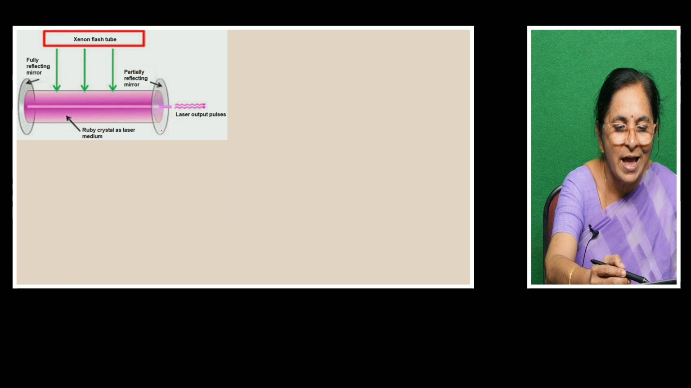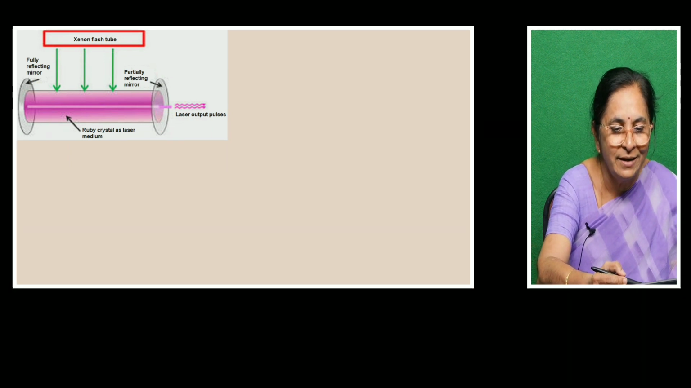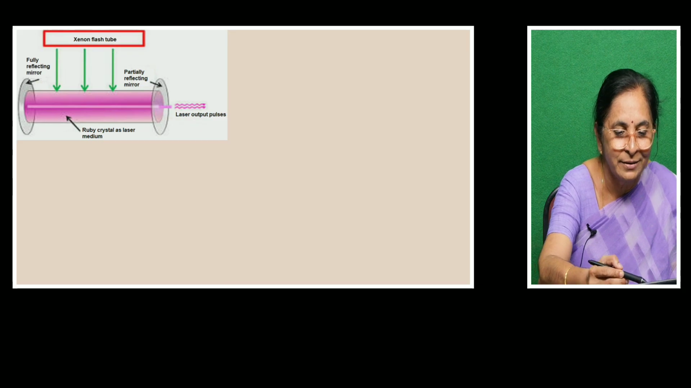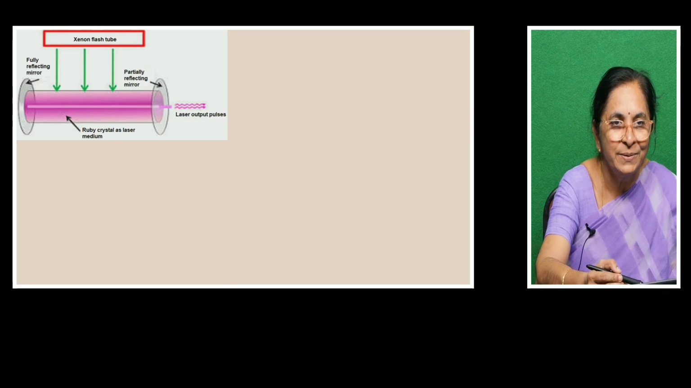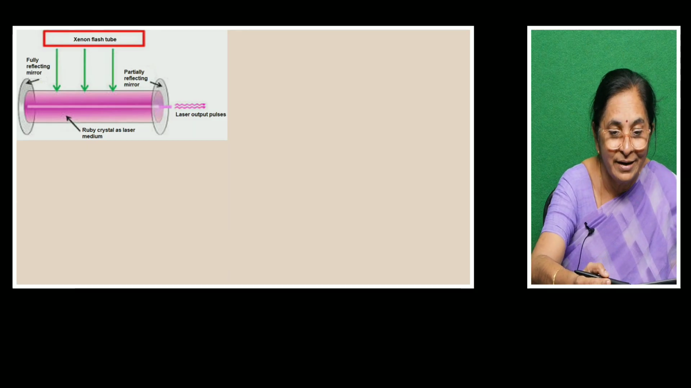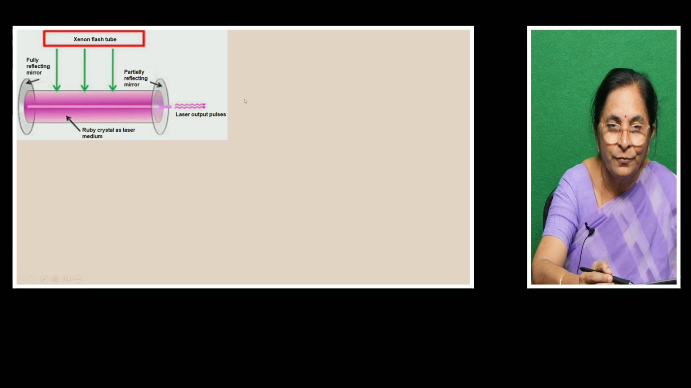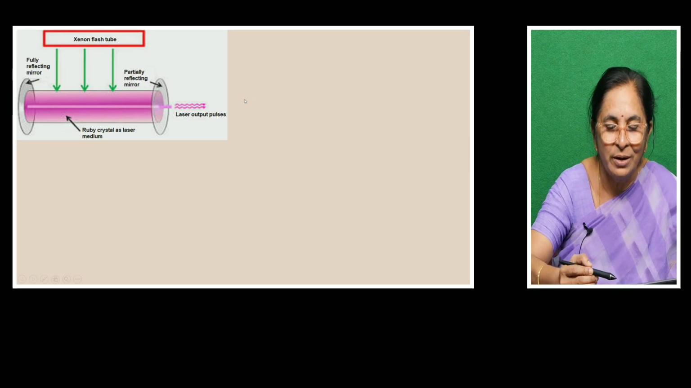So when the xenon flash tube is on, the light flash will excite the chromium ions embedded in the ruby crystal as impurity atoms to the higher energy level, and when they return, you see that those photons will be emitted, which is called laser output pulses.